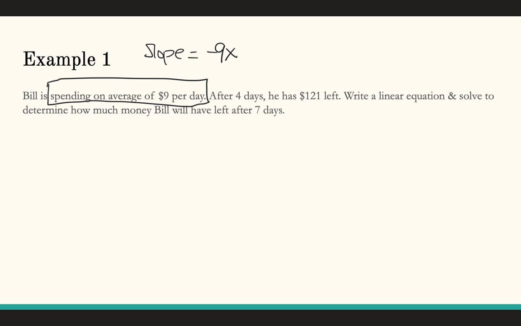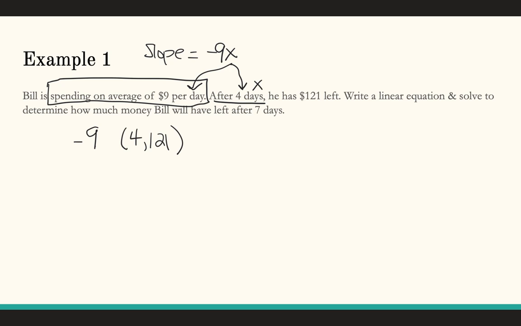After 4 days, here's another piece of information. Because in our problem, our rate is per day, that means our x value is going to refer to days. So in this case, in our point that we are given here, 4 is the x. $121 left is the y value. So you can tell which value is going to be the x and which value is going to be the y based on the rate. In this case, the rate is per day, so days is the x value.